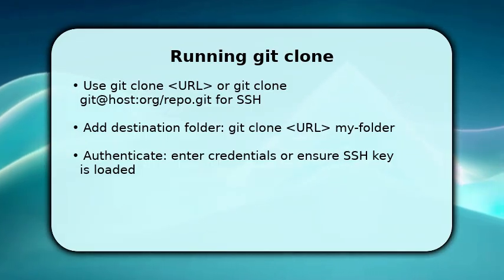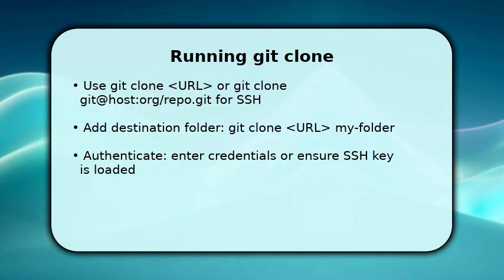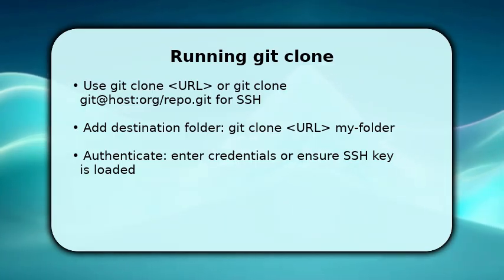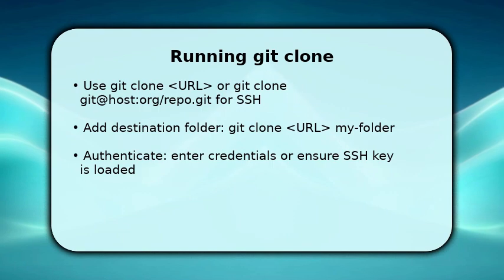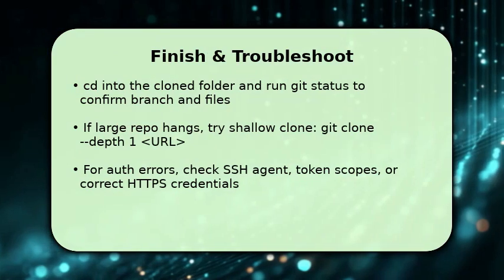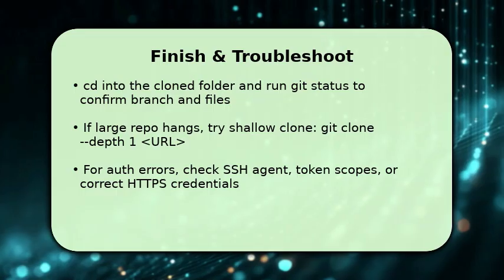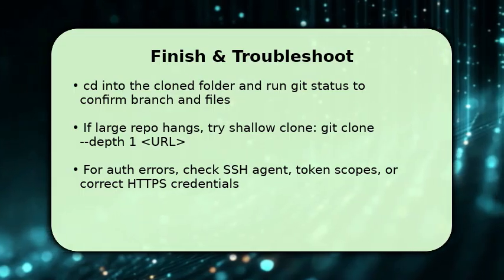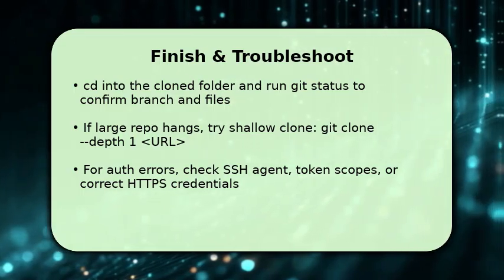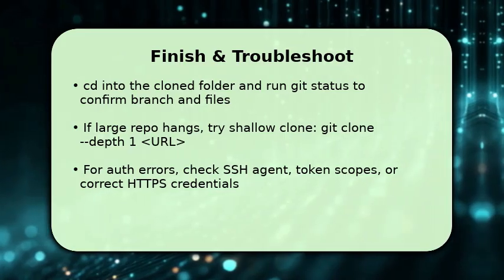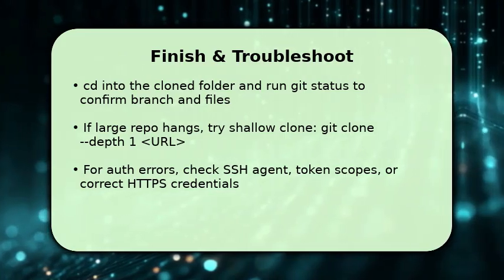During clone, Git downloads objects and sets up branches. If prompted, provide credentials, or make sure your SSH agent has your key loaded. Once the transfer finishes, you finish by changing into the clone directory and running git status to confirm branch and workspace state. If the clone was slow or failed due to size, use a shallow clone with depth 1 to get a lightweight copy quickly.